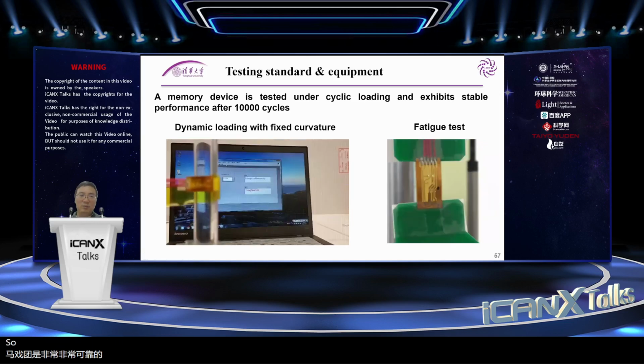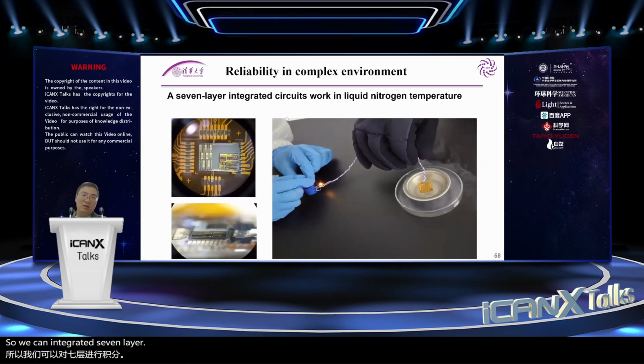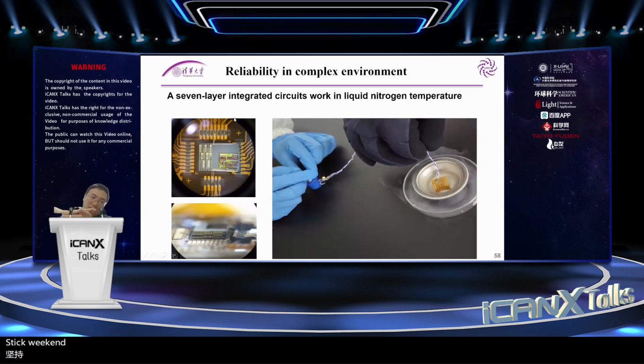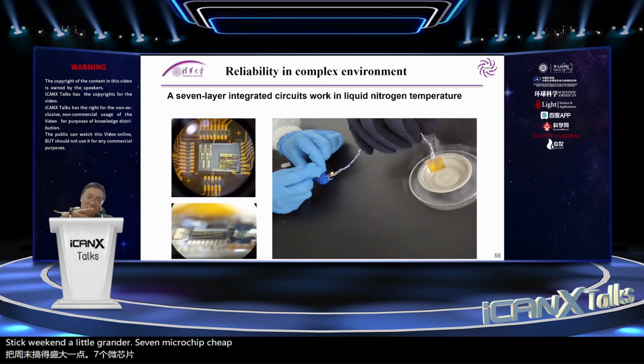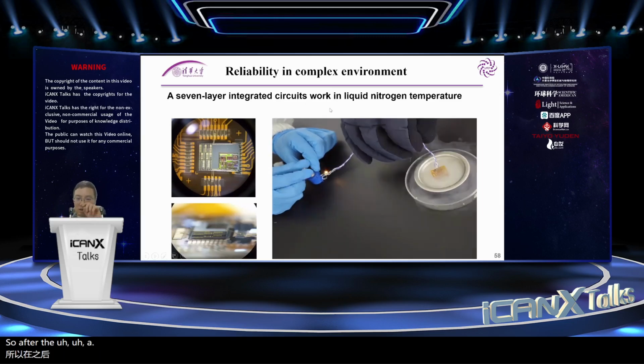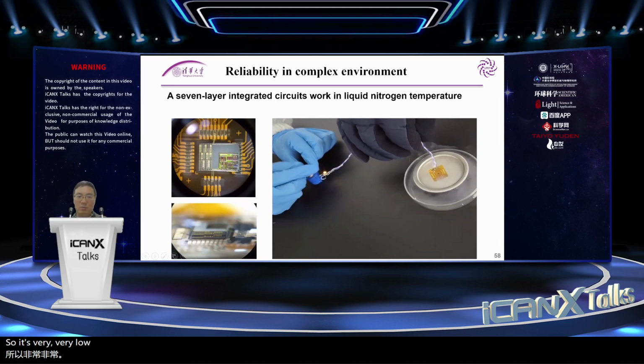We can also use this method for high density integration. We can integrate 7 layers of chips, that means we can integrate 7 micro chips into one stack. After packaging, the circuits can work at liquid nitrogen temperature. It's a very low temperature, and it still works.